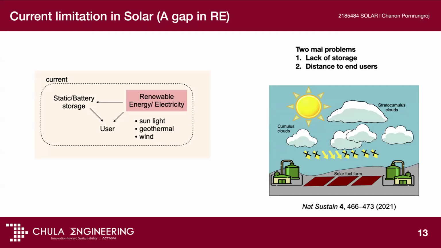And again, let's revisit this. This is the current image of solar energy utilization. When we talk about solar energy right now, we talk about electricity. At most, we store it in batteries, in car batteries, large batteries, and then we use it. But that comes with two main problems. One is the lack of storage solutions, and another one is the distance to the end user, as I mentioned before.